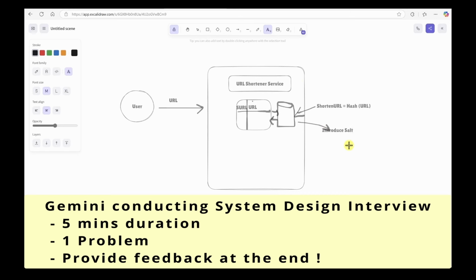Okay, you've correctly identified that collisions are a potential problem. It's good that you mentioned you can either use a stronger hashing algorithm or introduce a salt to handle this. However, we are out of time, so let's stop here.